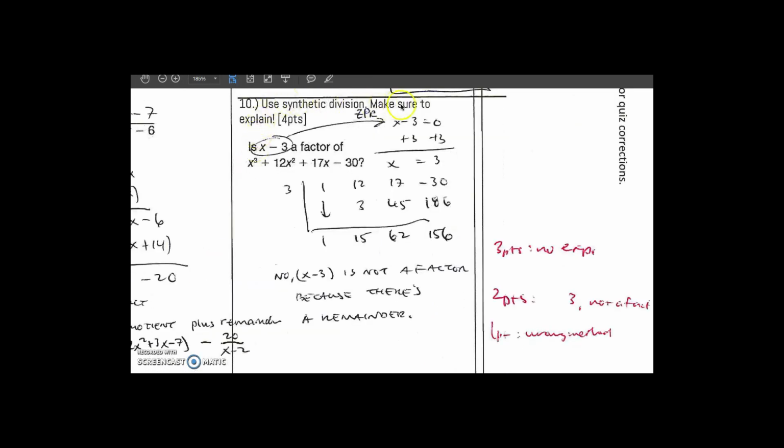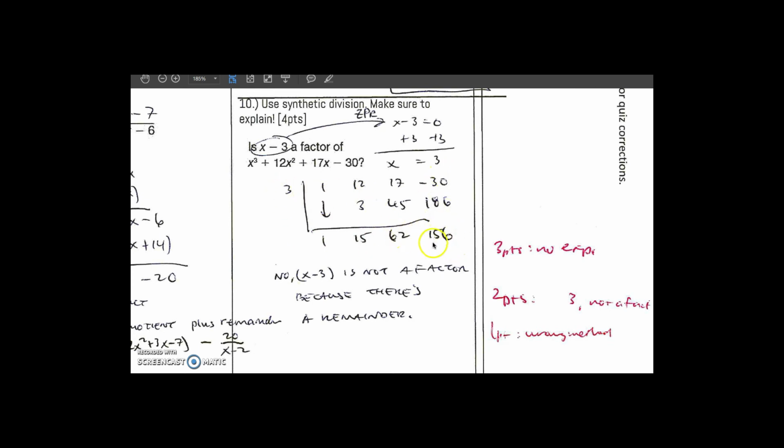Question number 10, use synthetic division, make sure to explain. Is x minus 3 a factor? Well, I take x minus 3, zero product rule, set it equal to 0. X is equal to 3, that's what goes out here as your divisor. Those are my coefficients, 1, 12, 17, -30. Bring it down, multiply, add, multiply, add, multiply, add.